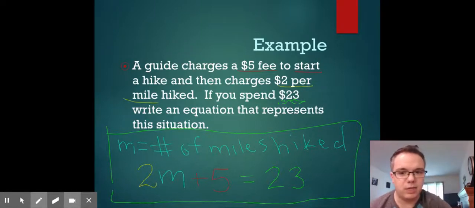So again, we took our variable, we declared it, we multiplied it by a rate, we added on the initial fee, and we said what the total was.